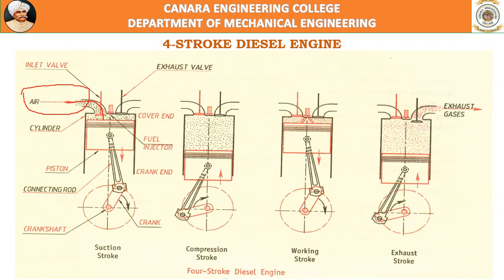Then the remaining strokes remain the same. Suction stroke moves from TDC to BDC. Air is drawn into the cylinder, during which the crank rotates through 180 degrees. Then the second stroke is the compression stroke, where the piston moves from BDC to TDC. The crank rotates through 180 degrees.